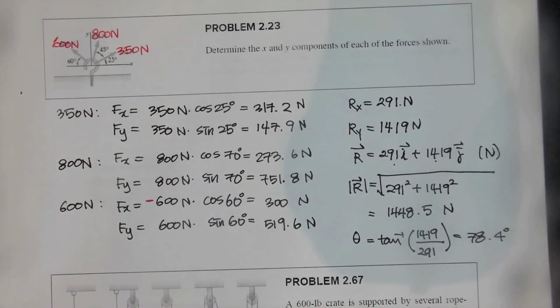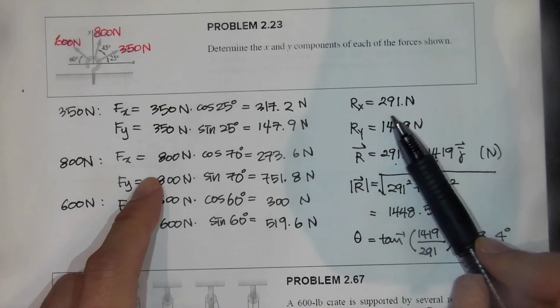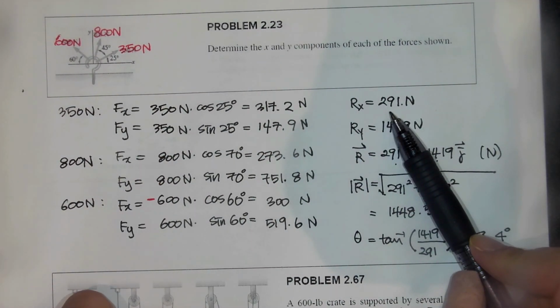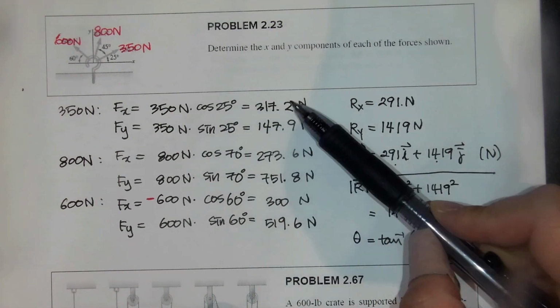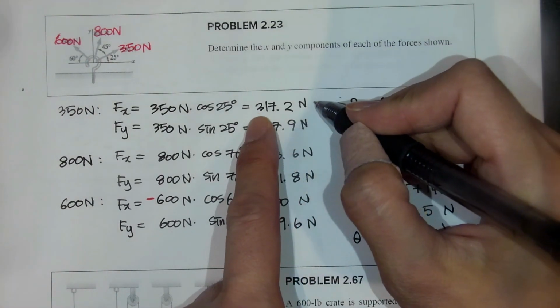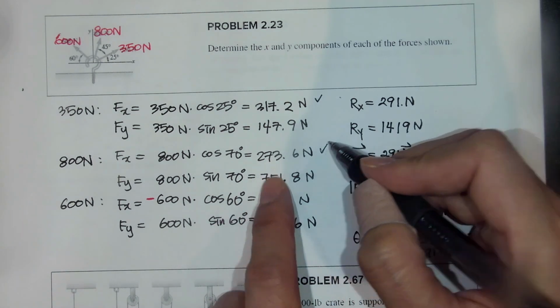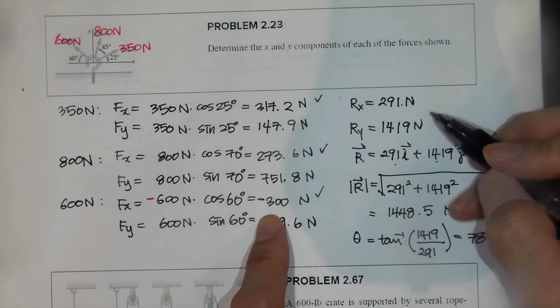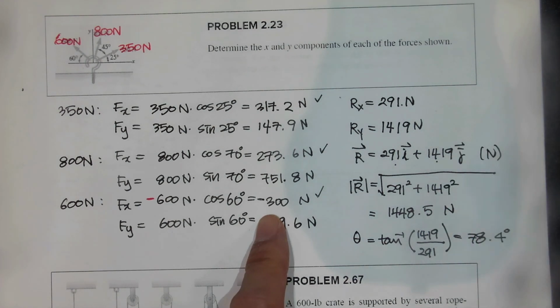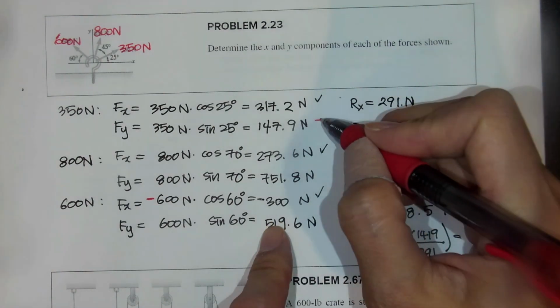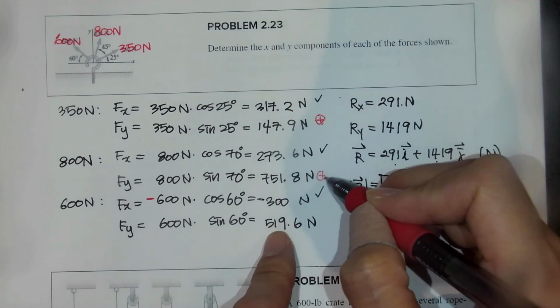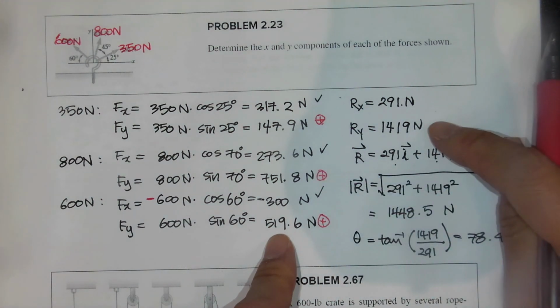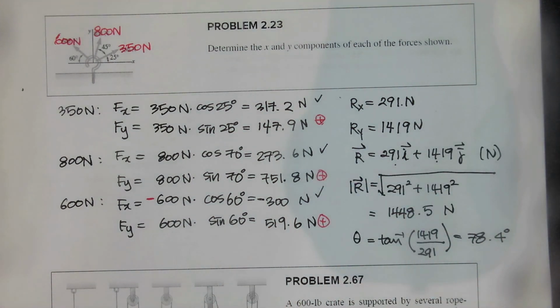Where should I get Rx and Ry? So Rx is the sum of all the x components, right? Sum of x components. So 317 plus 273, and then minus 300. Then you can find this. And then Ry, this plus, this plus, this. It's about right, right? So, yeah.